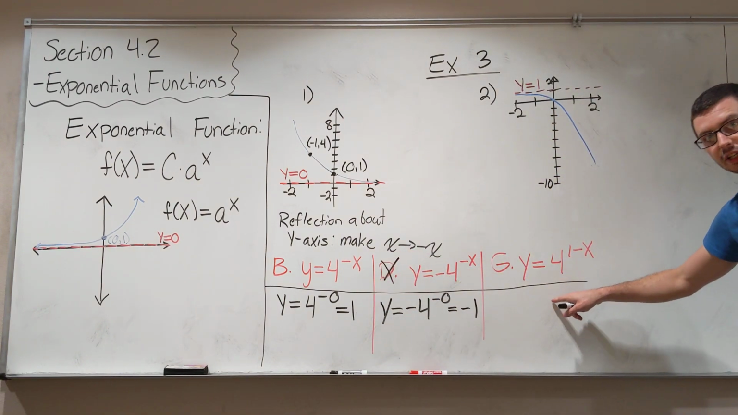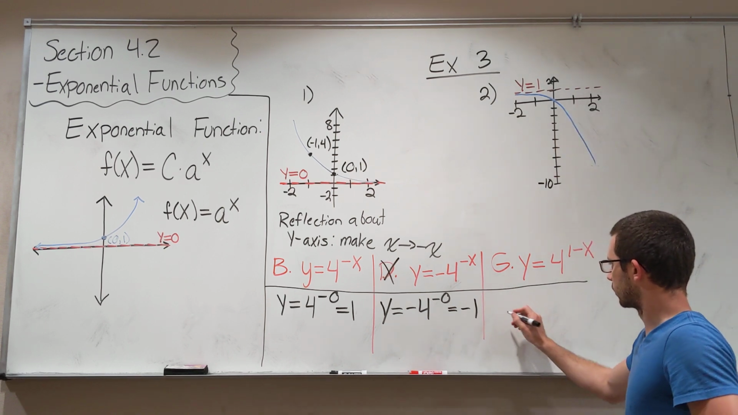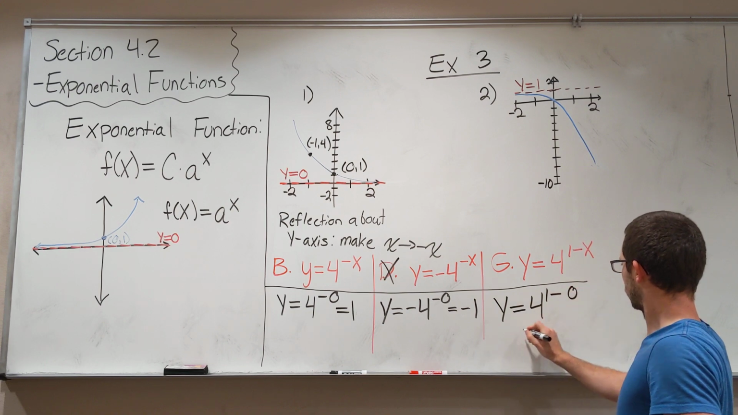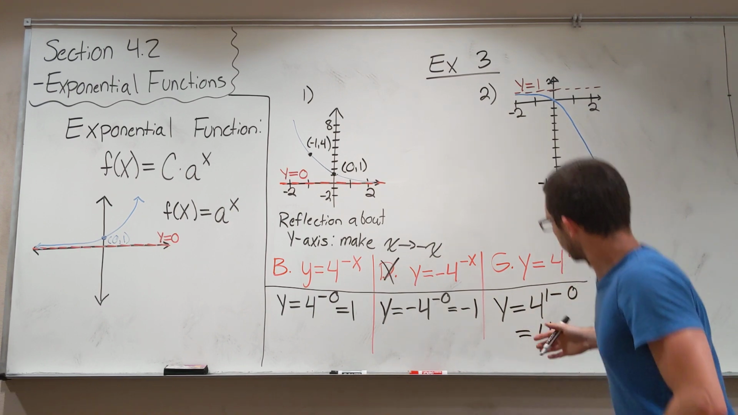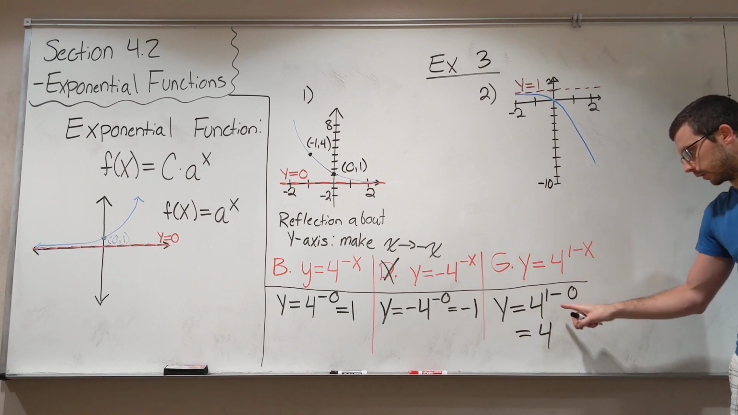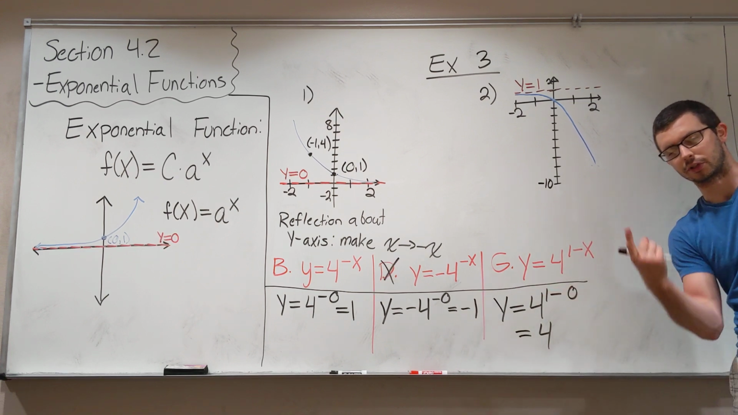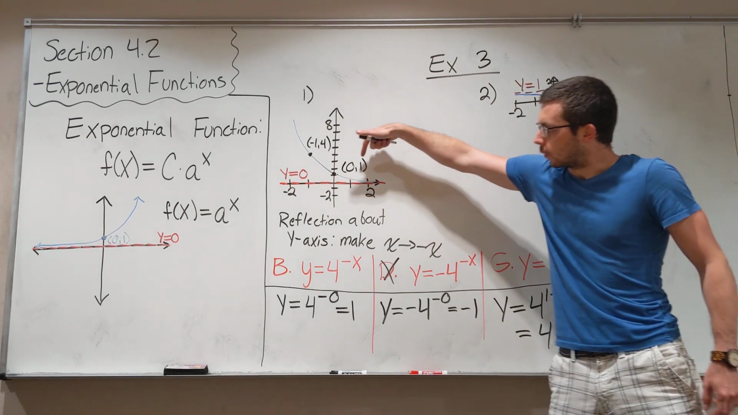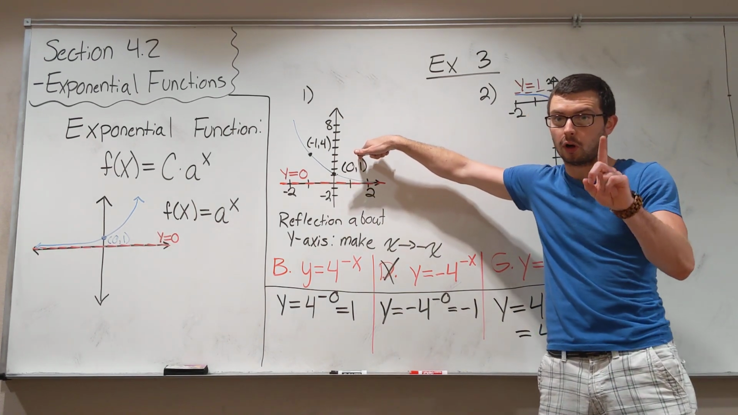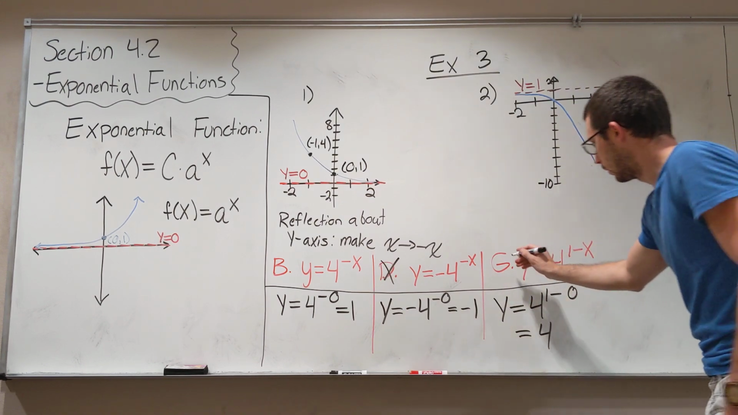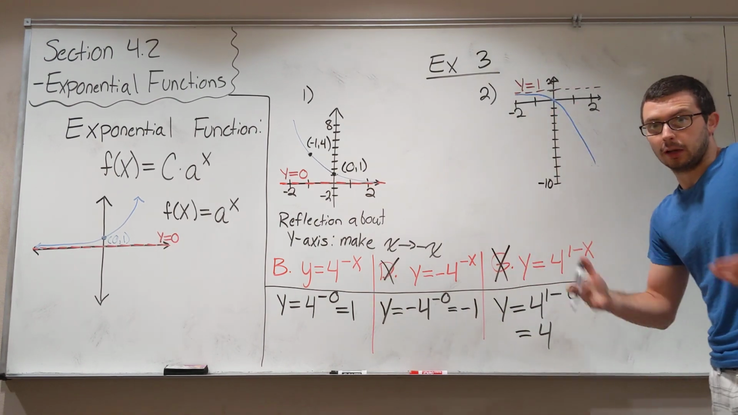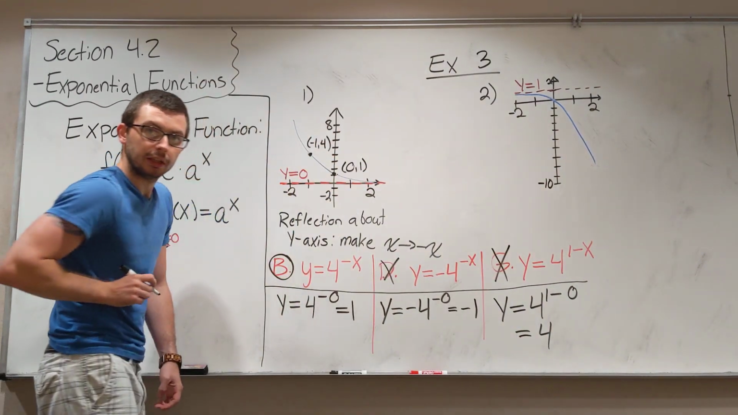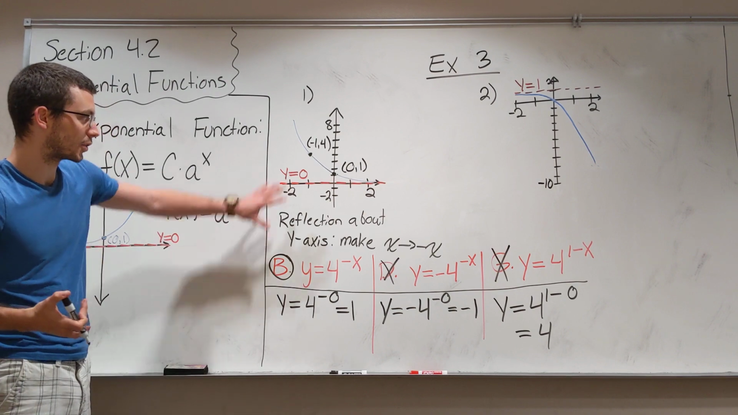Let's go over here to G now. It's the same idea. And over here, you see that we get 4, because in the exponent, it's 1 minus 0, which is 1. 4 raised to the first power is just 4. Again, the ordered pair told us that we were supposed to get 1, but we got 4, which means G is out. And simply by virtue of that, we can conclude that B is the correct function that matches this graph here.